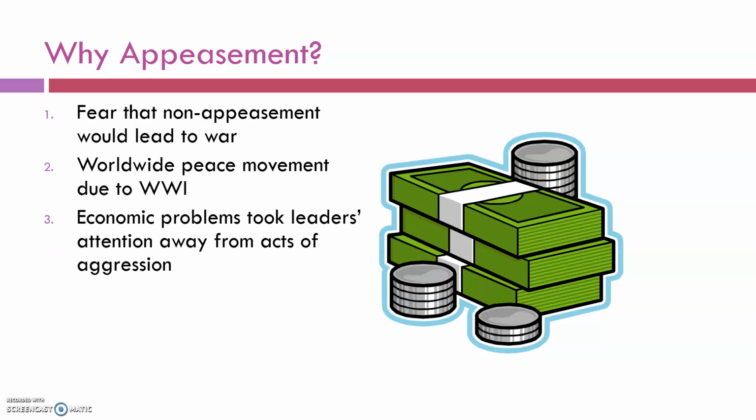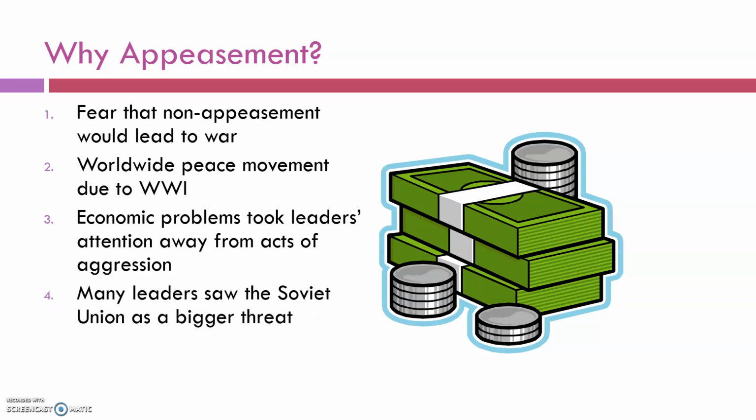Number 3, the Great Depression was a bigger deal. Many people were more focused on that rather than anything happening in Europe. Hitler wasn't viewed as much of a potential problem as he turned out to be. And so when he was doing these things, people were still more focused on the Great Depression.